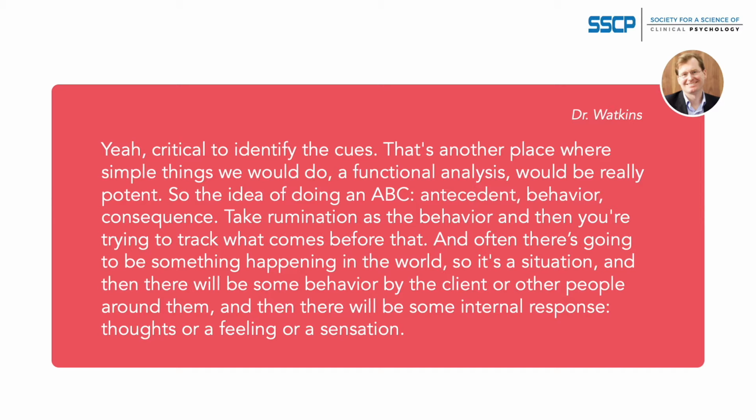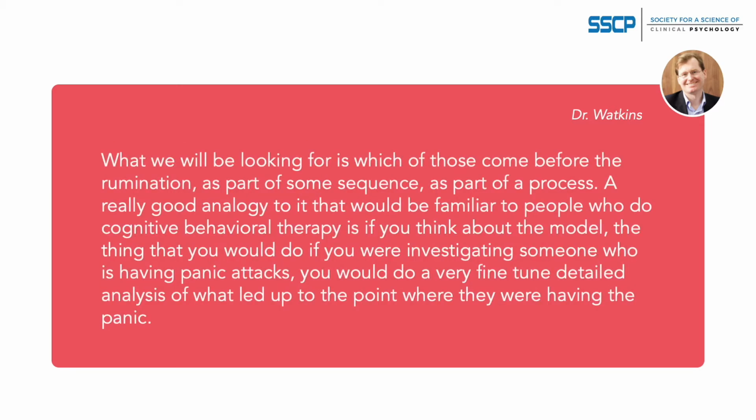So the idea of doing an ABC, your antecedent, behavior, consequence, you take rumination as the behavior, and then you're trying to track what comes before that. Yes. And often there's going to be something happening in the world, so a situation, and then there will be some behavior by the client or other people around them, and then there will be some internal response, a thought or a feeling or a sensation. And what we'll be looking for is which of those comes before the rumination as part of a sequence, part of a process.